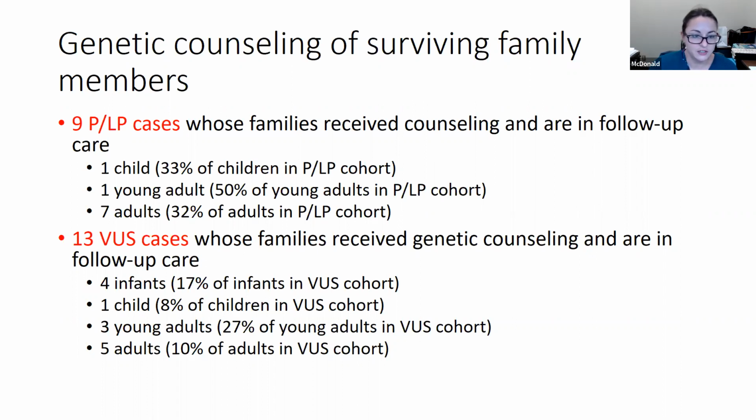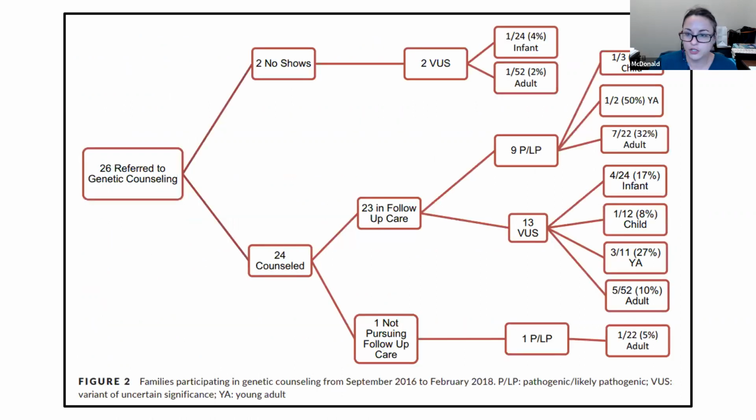In the VUS cases, of which there were 13, there were 4 infants, 1 child, 3 young adults, and 5 adults. And here's that chart again, just showing the breakdown.